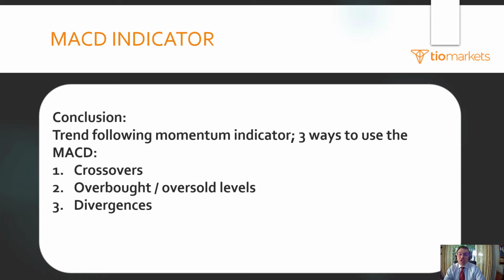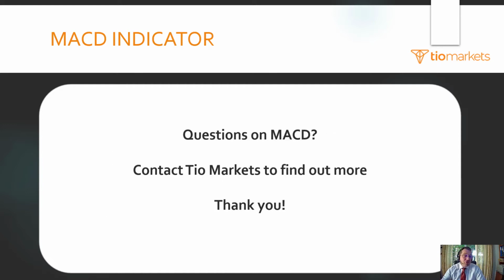So the conclusion here: the MACD is a trend following momentum indicator, and there are three ways to use it: crossovers, overbought and oversold levels, and divergence.